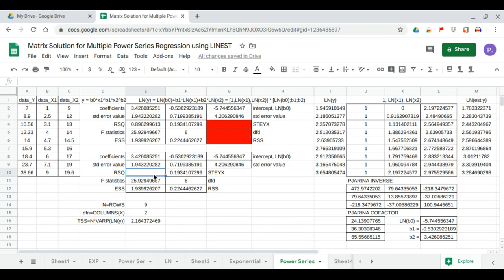And the r squared is equal to ESS, regression sum of squares, divided by total sum of squares. And it's 0.896, matches our LINEST output. This completes the matrix solution for multiple power series regression.